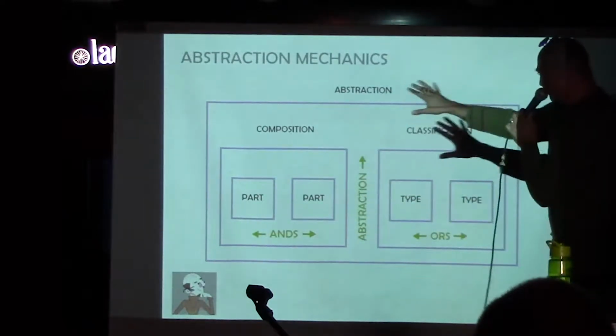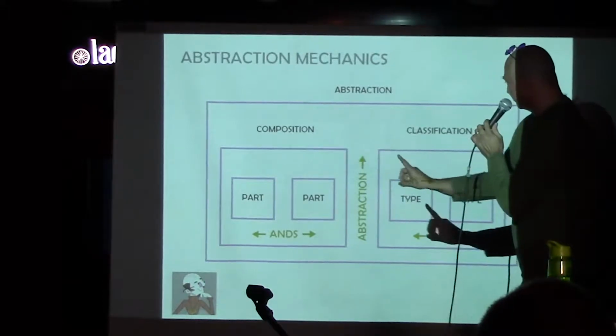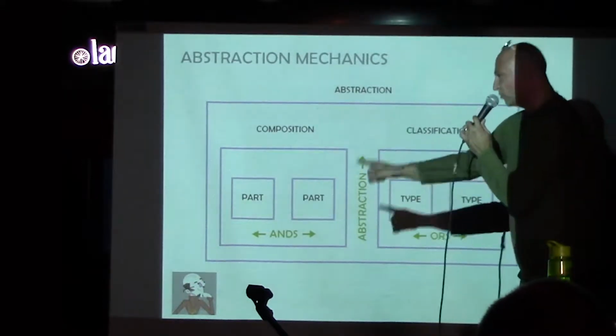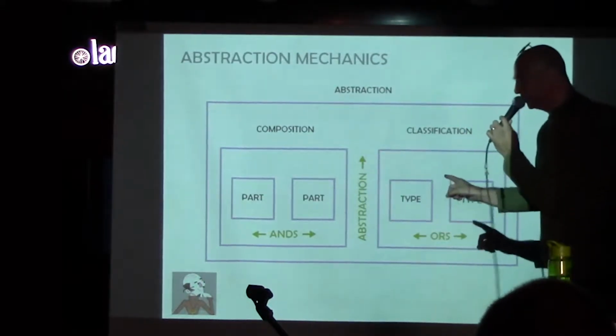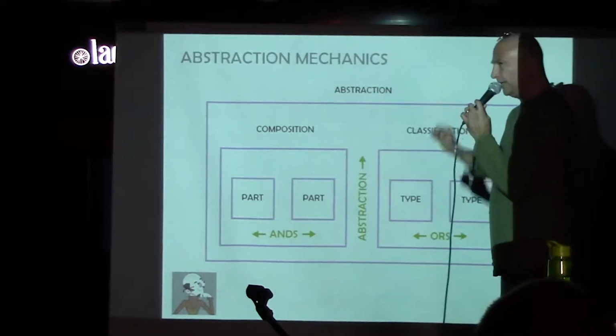And over here, we've got classification, which are ors. So that's a type of thing. It's this or that. It could be a square or a circle or a triangle, etc. Abstracted, those are shapes. So that's classification.